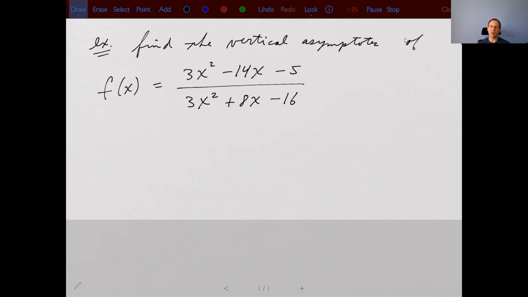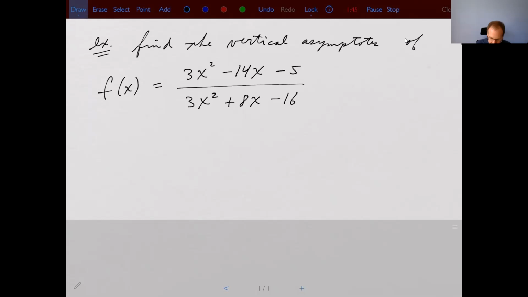And also, we want to factor the numerator so that we can make sure that there's no terms that are exactly the same that we can cancel out, right? Remember, that was the case if we had exactly the same factor in the numerator and denominator, then we would have an actual hole in our graph, right? So we do want to factor both.